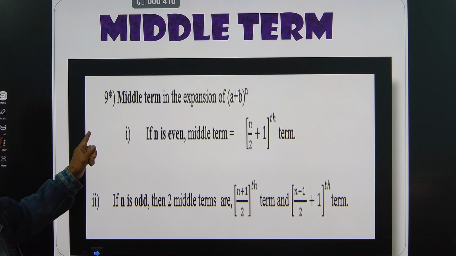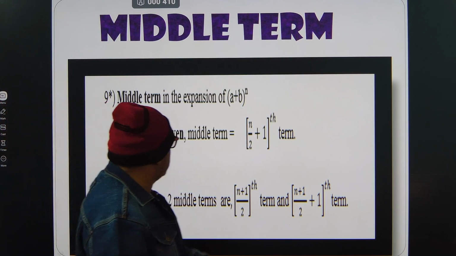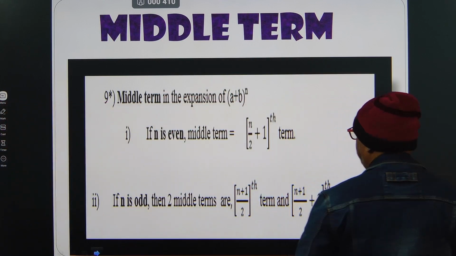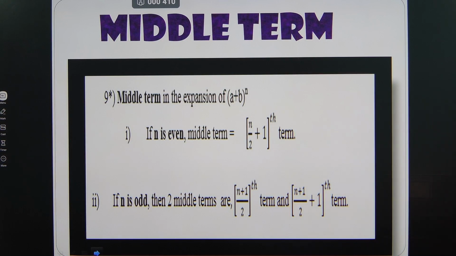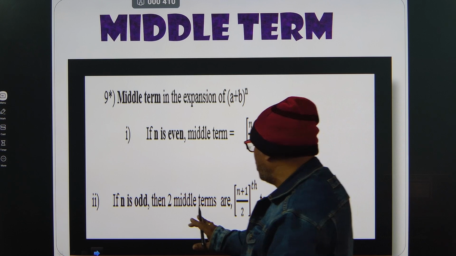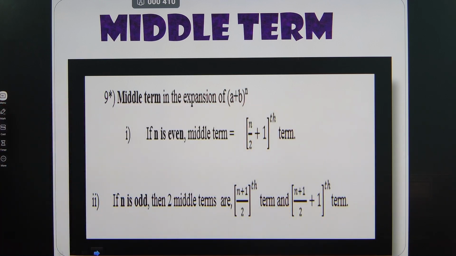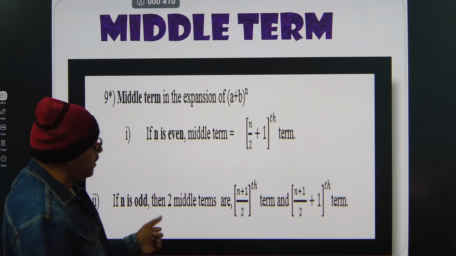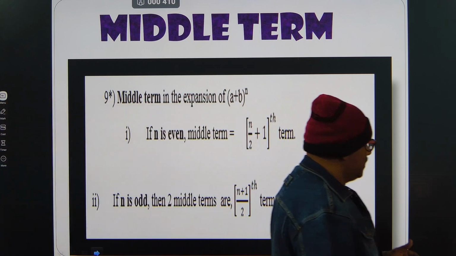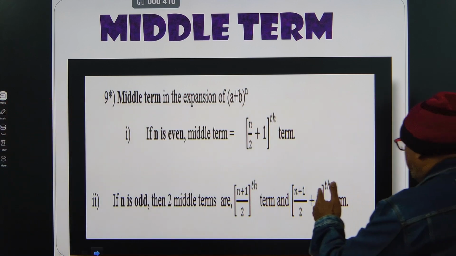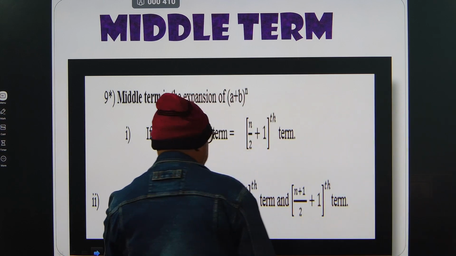Middle term in the expansion of a plus b to the power n. If n is even, the middle term is the n by 2 plus 1th term. If n is odd, then there are two middle terms: the n plus 1 by 2th term and its successor, the n plus 1 by 2 plus 1th term.